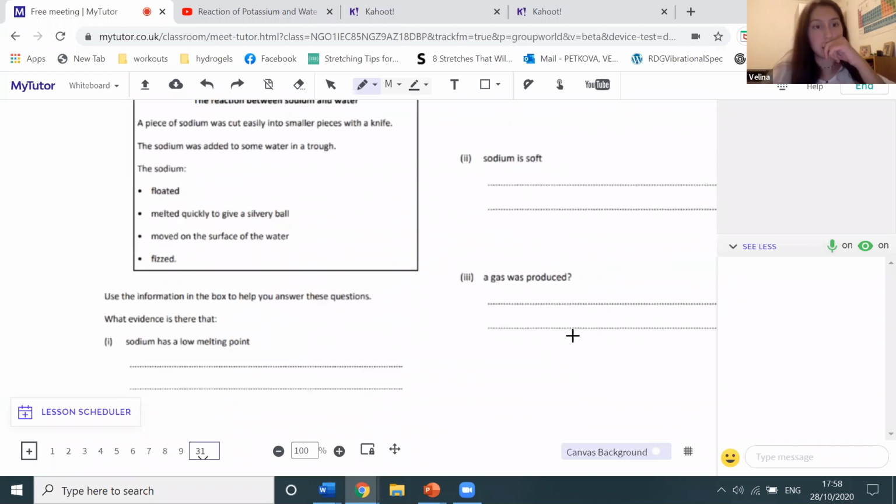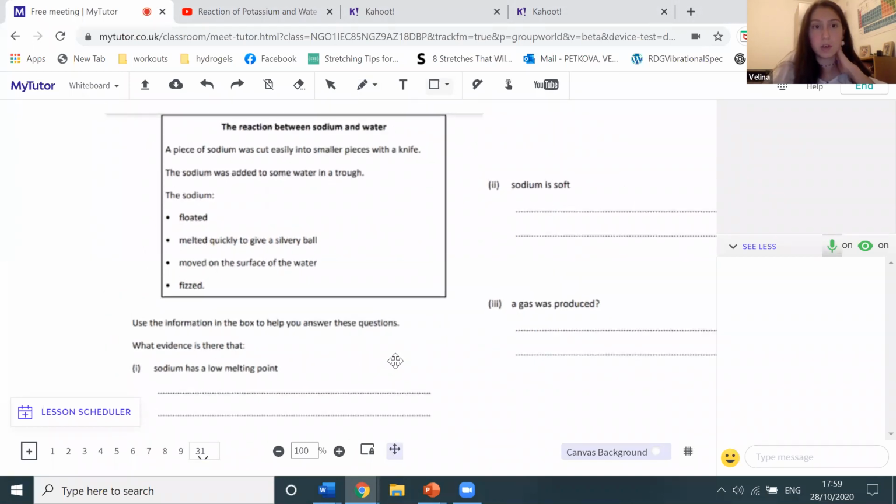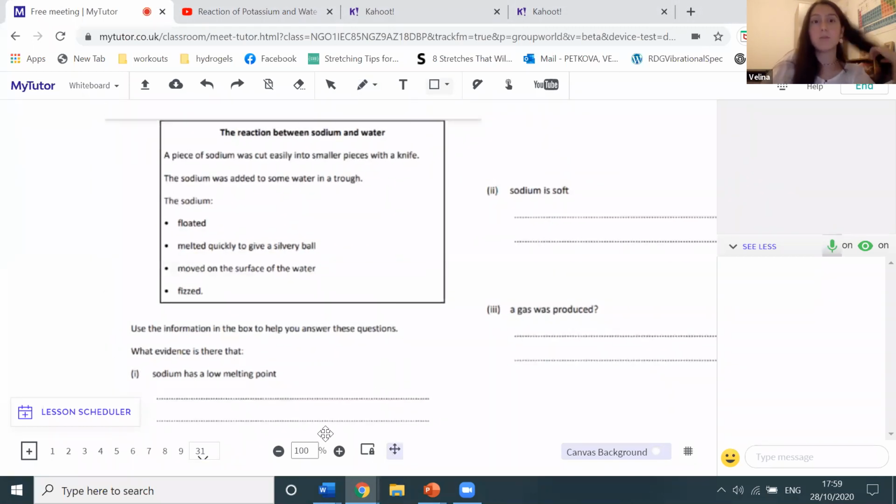So this one's a bit of a long question. Use the information in the box to help you answer these questions. What evidence is there that sodium has a low melting point? So let's read the box. A piece of sodium was cut easily into smaller pieces with a knife. Sodium was added to some water in a trough. The sodium floated, melted quickly to give a silvery ball, moved on the surface of the water, and fizzed. So which evidence is it that sodium has a low melting point? Perfect. The second one, exactly.